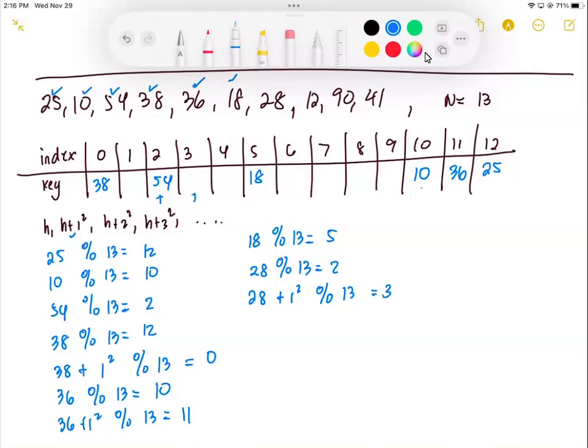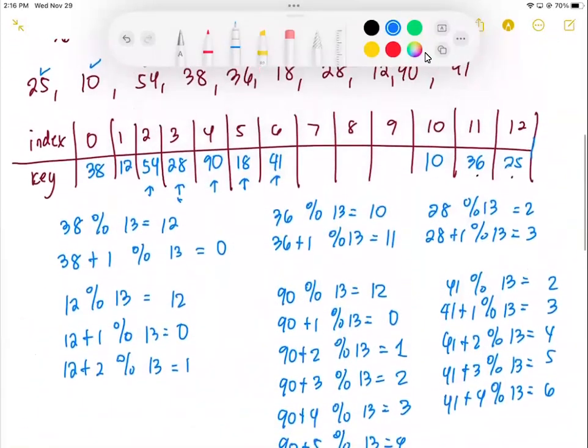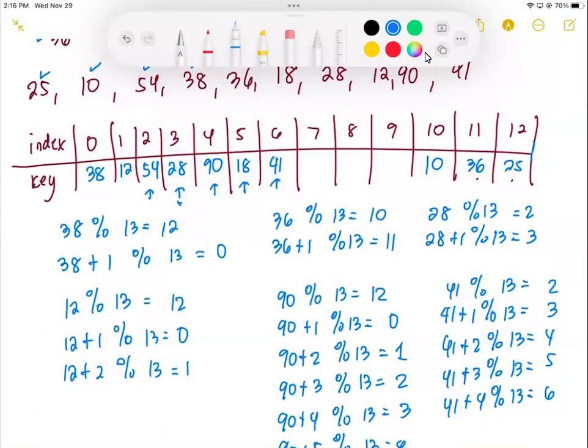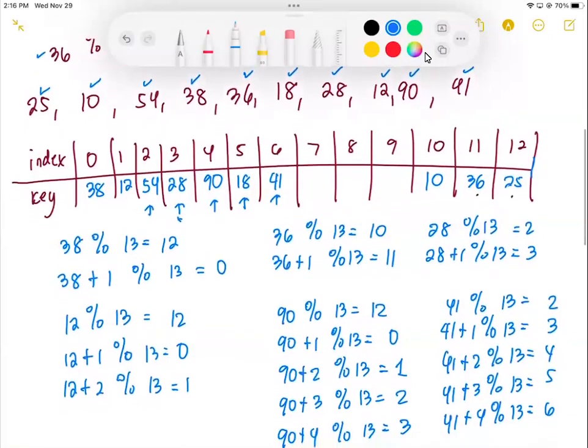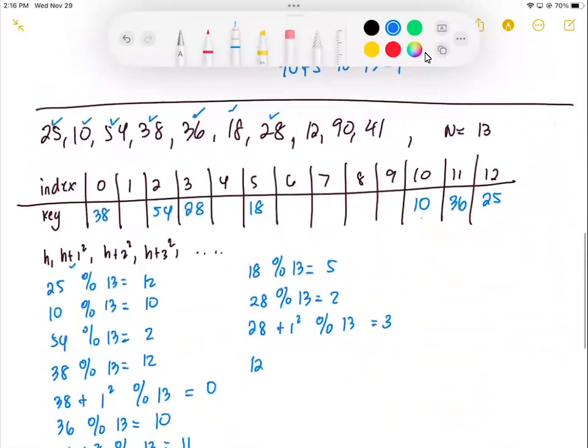So the third bucket is empty, so we add 28 here. Okay, let's erase this part. Next we have 12. Now for the 12th bucket, as you can see, it is a bit better because the number of computations is lesser compared to linear probing, right?